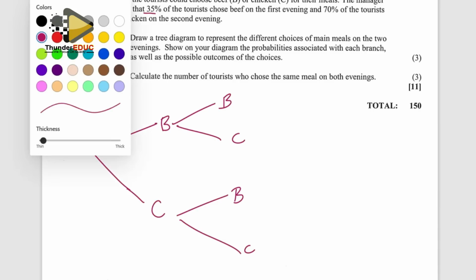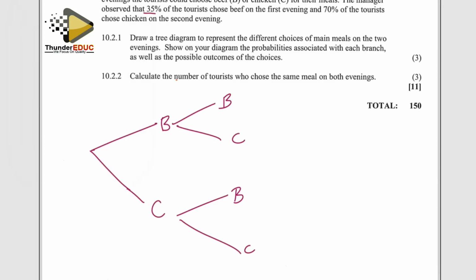Now we just have to indicate our probabilities. So they told us 35% chose beef on the first. So this is going to be 35%, or you can just write it as 0.35. And then this is going to be 0.65, so that the branch gives us a 1. Second evening, people got 70% for chicken. So this is going to be 0.7, 0.7, which means this is going to be 0.3 and 0.3. So whenever you draw the diagram, they told us you must show the probabilities, which we've done, together with the possible outcomes. So someone can choose beef and beef, beef and chicken, chicken and beef, chicken and chicken.